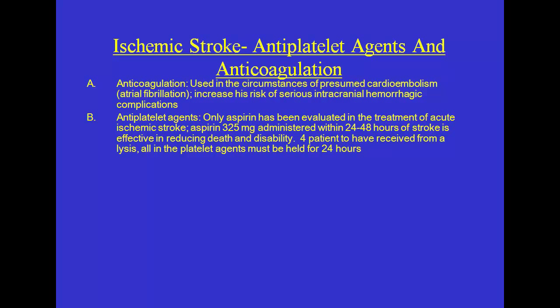So as you guys know, anticoagulation is a no-no in general for stroke unless you have a clearly defined cardioembolic source. So, a mechanical valve, atrial fibrillation. It does increase the risk of intracranial hemorrhage, and it probably does not have any additional utility beyond what aspirin would do. Only aspirin has been evaluated in the treatment of acute ischemic stroke. Aspirin 325 administered within 24 to 48 hours of a stroke is effective in reducing death or disability.